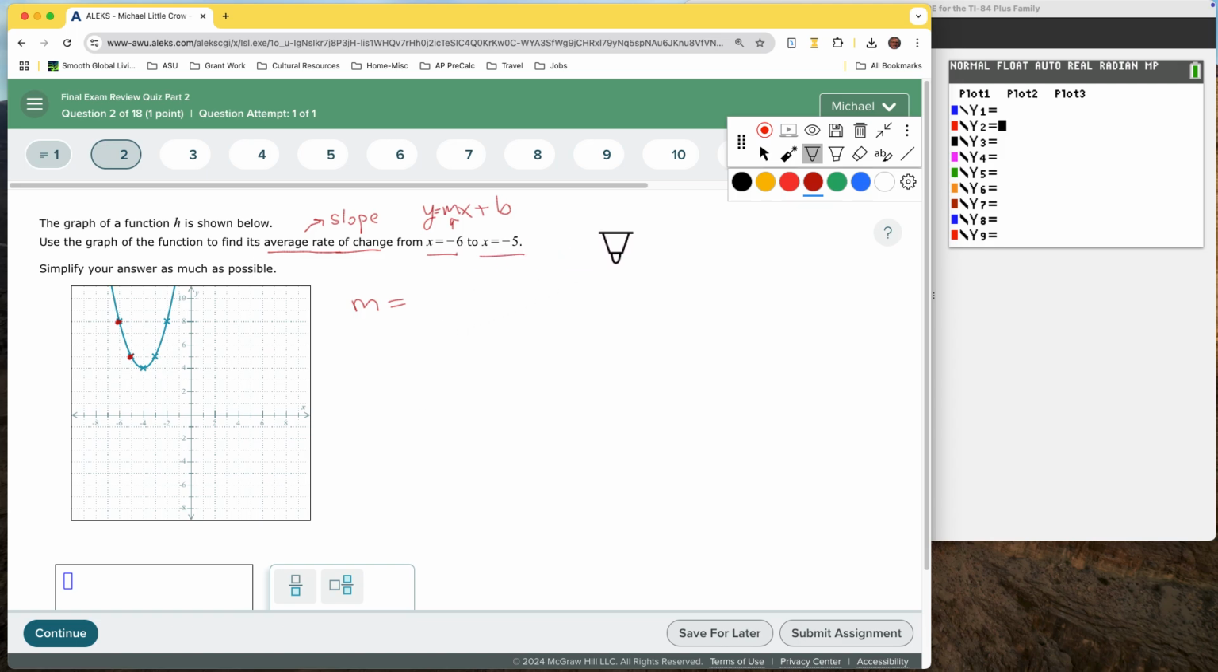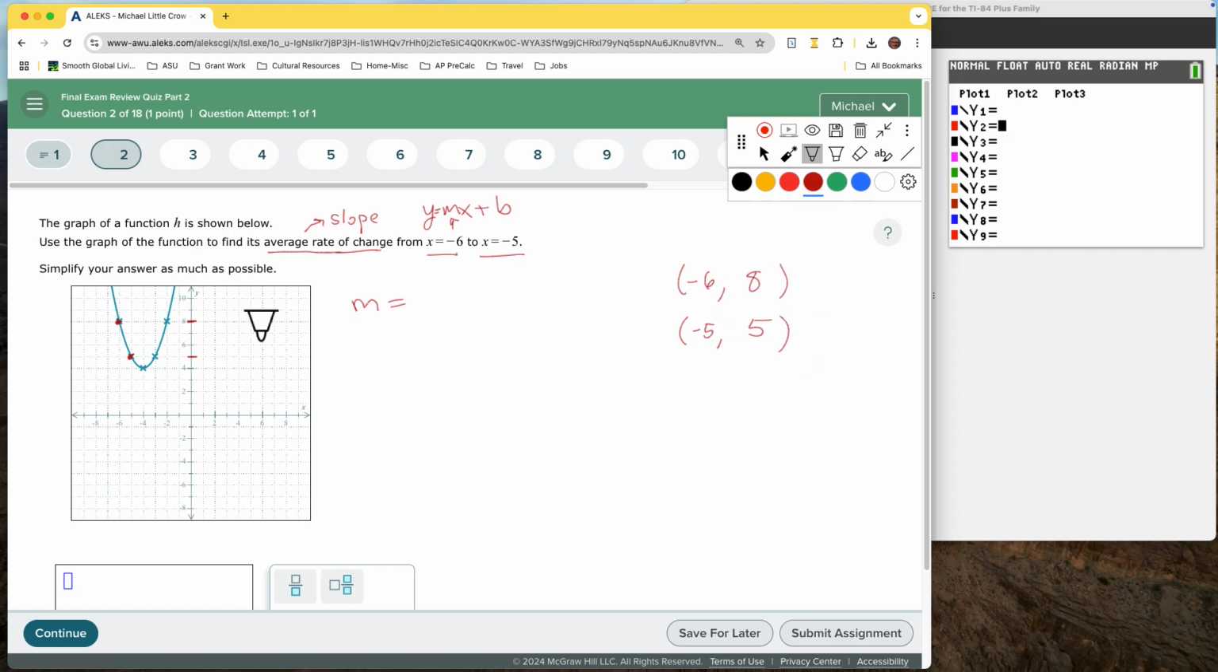So what we need is the y coordinates. I've got -6 for the x, and I've got -5 for the other x. Let's find the y values. We're going to read them from the graph. So -6 is 8. For -5, I come up, and the value is 5. Okay, so that's a key part.